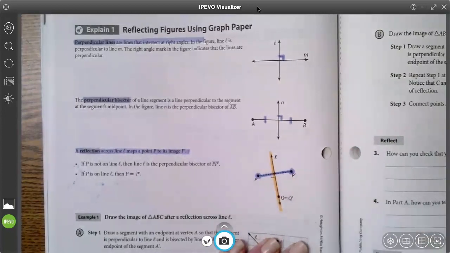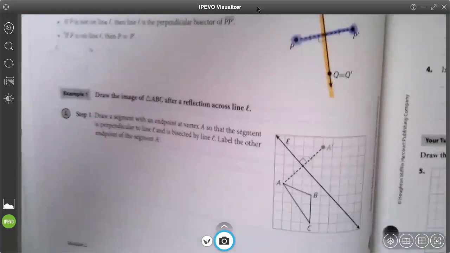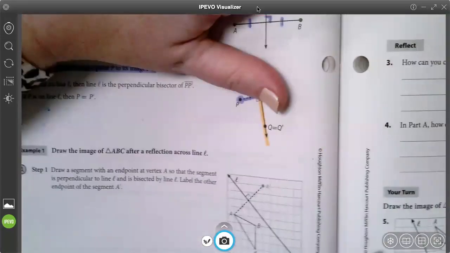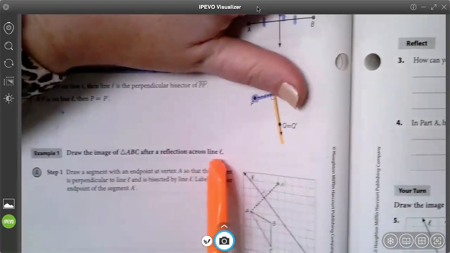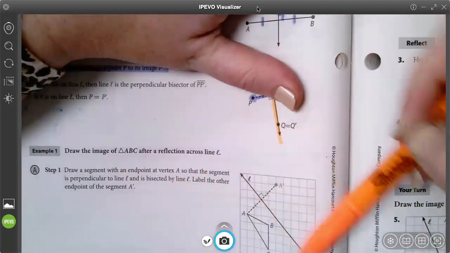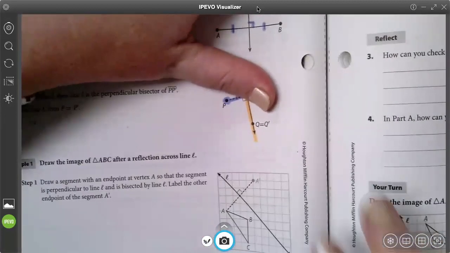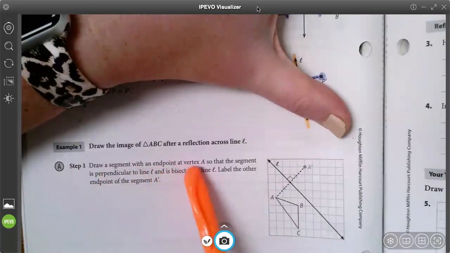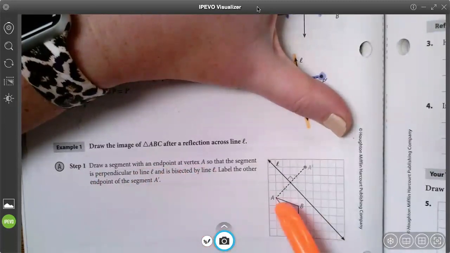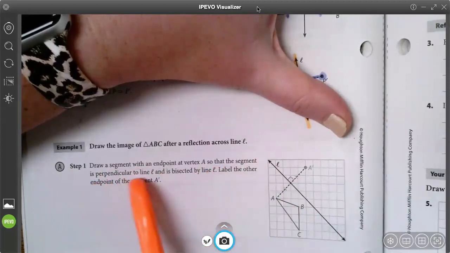Okay, so let's look at that example a little bit more. For this example, at the bottom of the page, it says, draw the image of triangle ABC after a reflection across line L. Well, here's line L, here's ABC, and you're wondering, okay, how do we do this? So they have these steps to guide us. It says, draw a segment with an endpoint at vertex A. So here's A, here's a segment, so that the segment is perpendicular to line L.